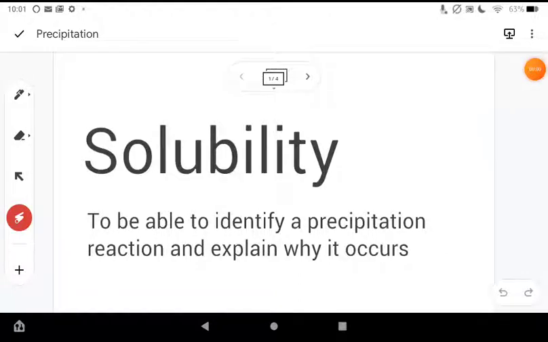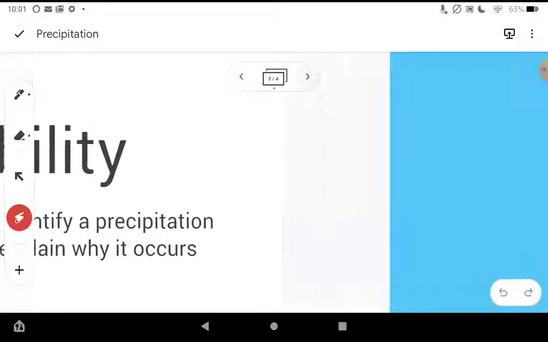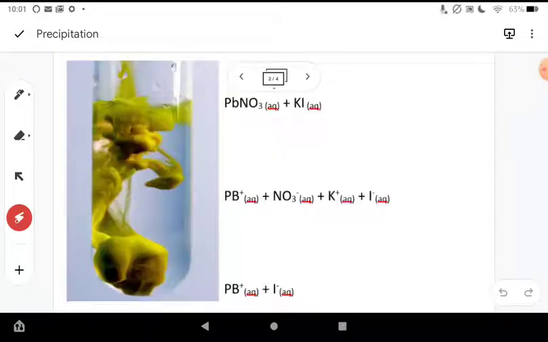Looking here at solubility rules, and in particular, we're going to have a look at the impact they have on something called a precipitation reaction. So we'll have a quick look at it. Now, this one here is probably the more popular one that you'll see. You'll get this quite a lot within the classroom. Teachers probably do this mostly just because it looks quite nice.